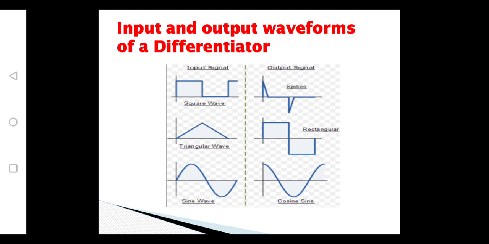Similarly, if the input is a triangular wave, the output is a square wave or a rectangular wave, depending upon the slope of the triangular wave. And the last is, if the input is a sine wave, the differentiation of a sine is a cosine. In these waveforms they didn't specify the negative value, they have only specified it as positive.